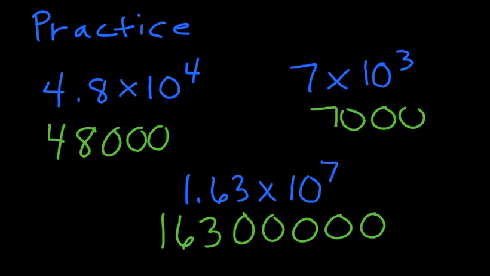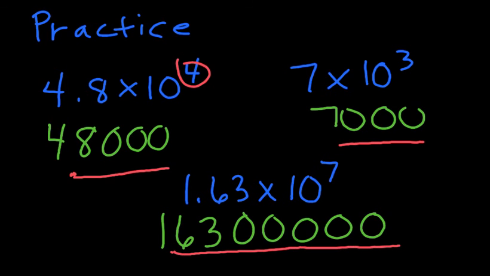You're changing from scientific notation to standard form. Okay, here's the answers. For the first one, the decimal was here, in between the 4 and the 8. This is a 4, so we need 4 places. 1, 2, 3, 4. See how that's right? The decimal for 7 is here. We moved it 3 places. 1, 2, 3. The decimal for 1.63 is between the 1 and the 6. We needed 7 spaces. 1, 2, 3, 4, 5, 6, 7.